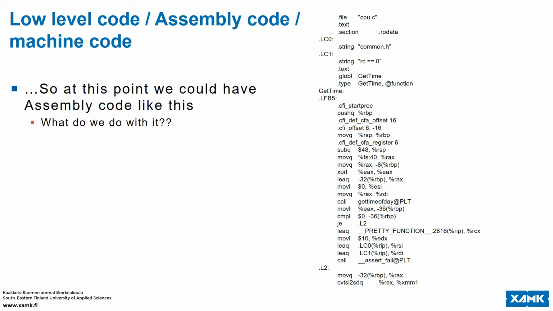So we could have, for example, some assembly code like this. We don't need to go very detailed into what this actually does, but this is what it looks like. So at this point we could have assembly code like this. So what do we actually do with this code? Remember, again, this is the lowest level of computer programming, yet this is still not in a form that the CPU is able to execute. So we have to do something to this code to get it running.